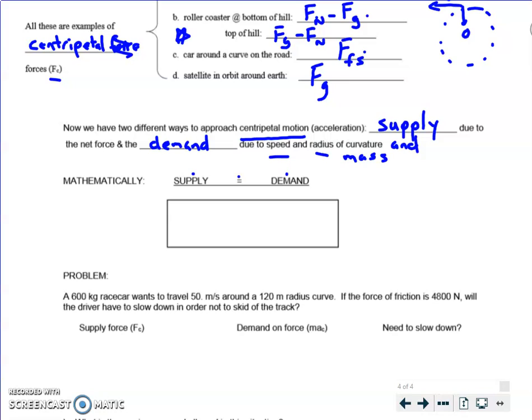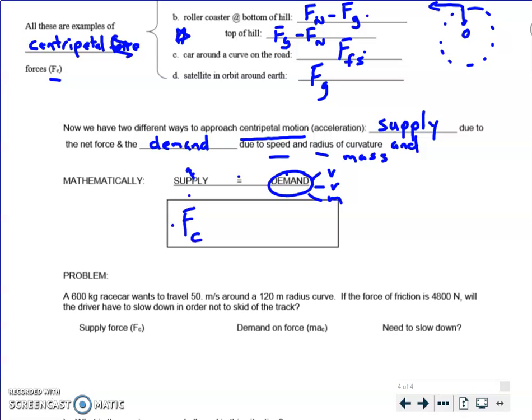So why does that happen? Well, that happens because your demand is greater than your supply. Your demand depends on how fast you're moving, how tight the radius of the road is, and the mass you're moving, where the supply is the actual force that's there. How much gravity do you have? How much friction, etc. So generically, our supply is always going to be the centripetal force.